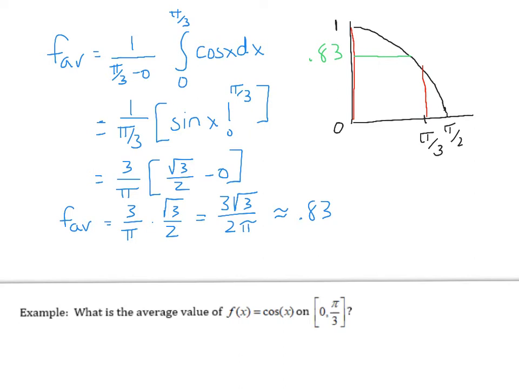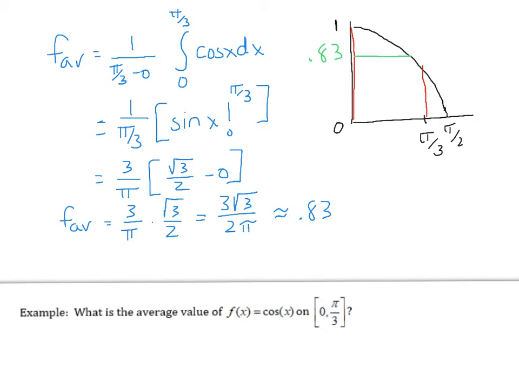To find it, we just use the formula of 1 over b minus a times the integral from 0 to pi over 3 of cosine x dx. It's a really simple calculation. Pi over 3 minus 0 is 1 over pi over 3. The antiderivative is sine, evaluated on the interval 0 to pi over 3, which gives us radical 3 over 2 minus 0. The reciprocal of pi over 3 is 3 over pi, times radical 3 over 2. So you get 3 radical 3 over 2 pi, which in terms of an average height is approximately 0.83.